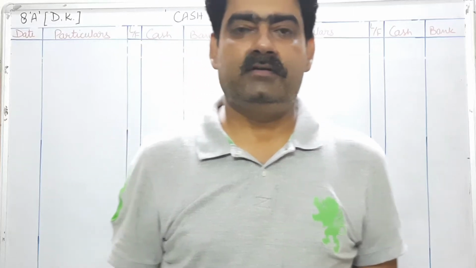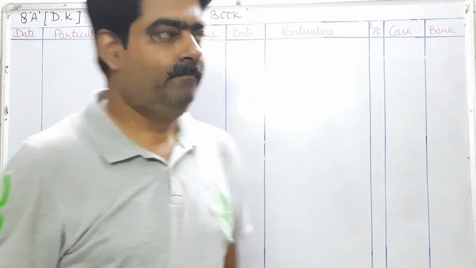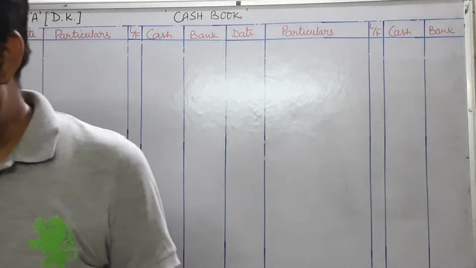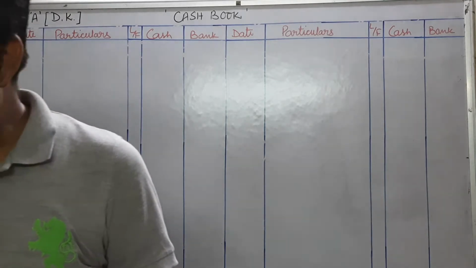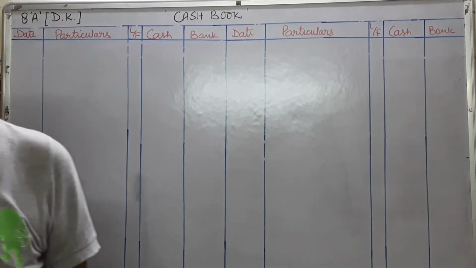Good morning, dear students. Let's see one more question of double column cash book. Enter the following transactions in the cash book with cash and bank columns. Also pass journal entries where necessary.